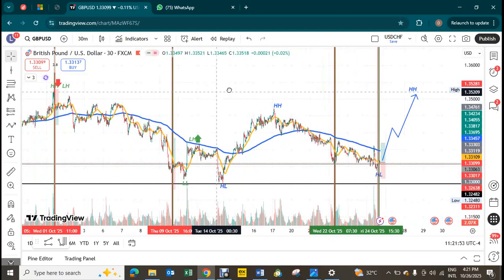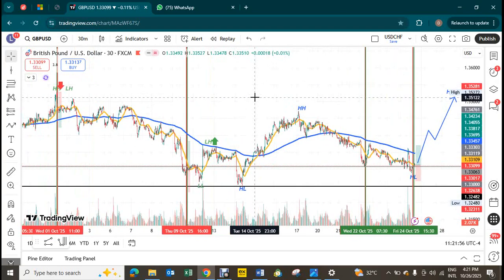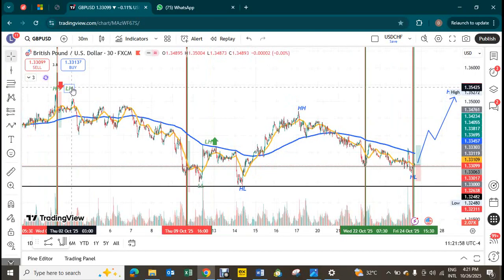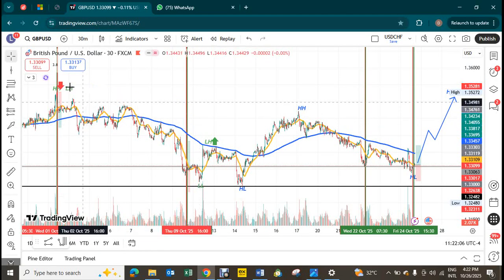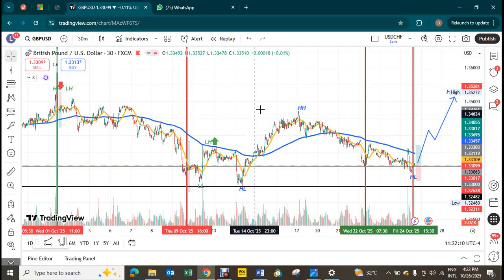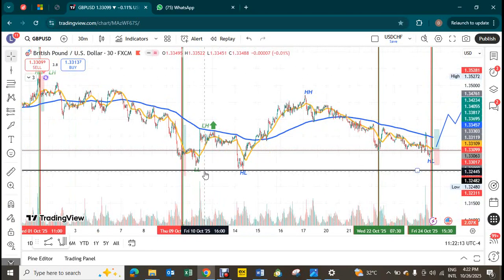Now guys, if you look well, you can see we have an LH here. This is also a downward trend. It's going down, right? Now we have an LH here. I can see price came down to give us an LL here, which is a lower low. We can see price came and gave us an LH here, and you see price came down.